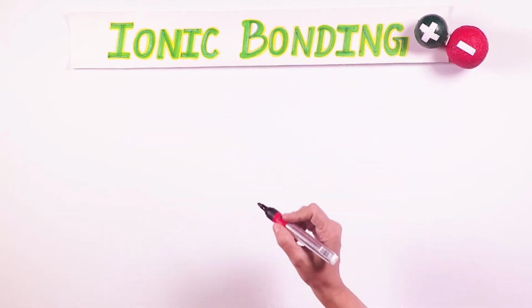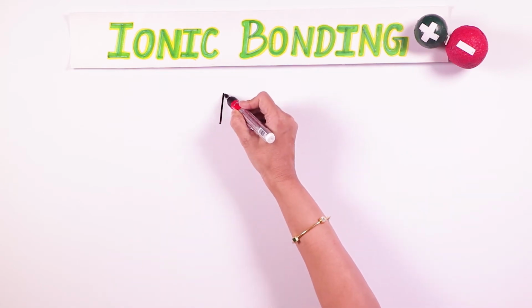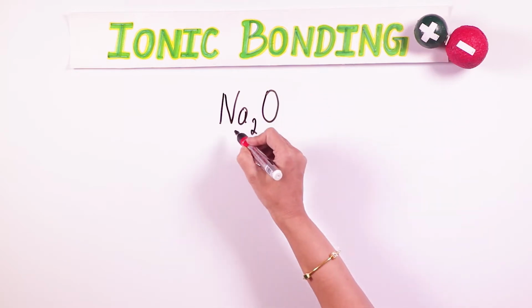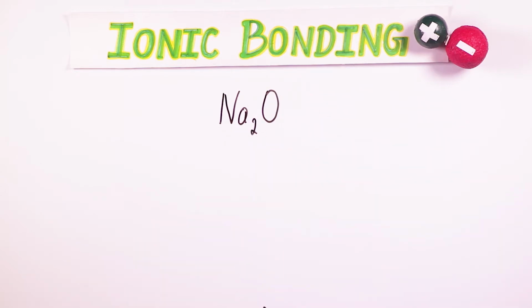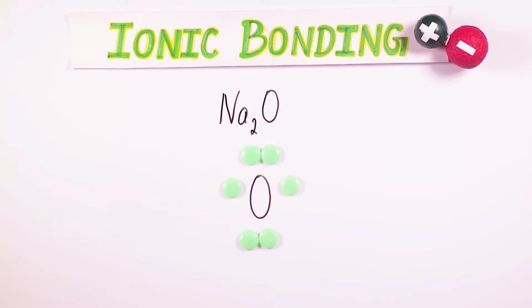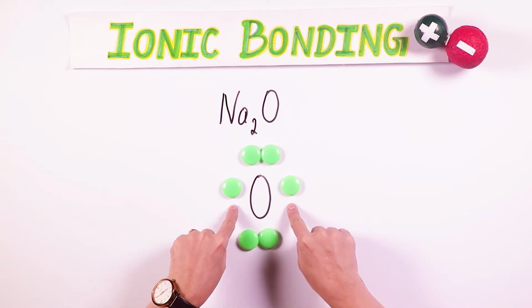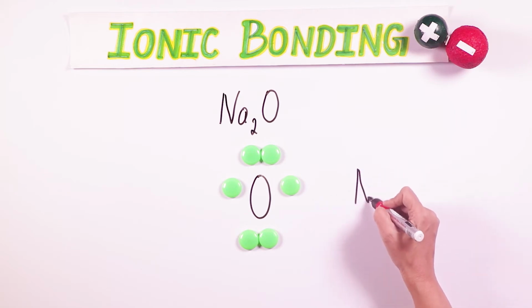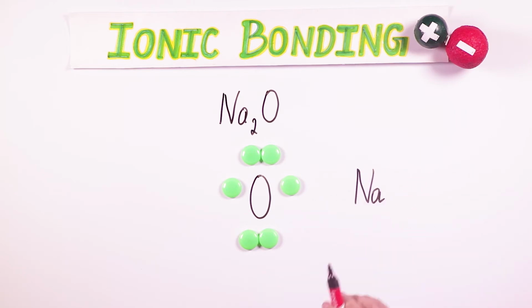So one more compound to show the ionic bonding is going to be sodium oxide, Na2O. So now let us see oxygen, which is represented by its symbol O, has 6 electrons in its outermost shell. Now it needs 2 more electrons to complete its octet. Sodium, on the other hand, has just 1 electron in its outermost shell.